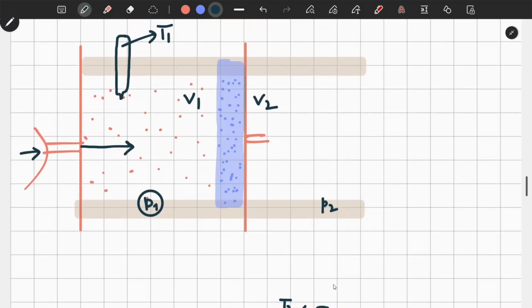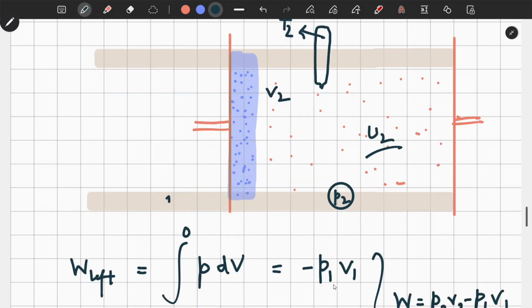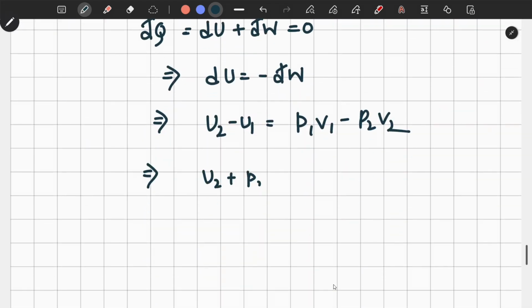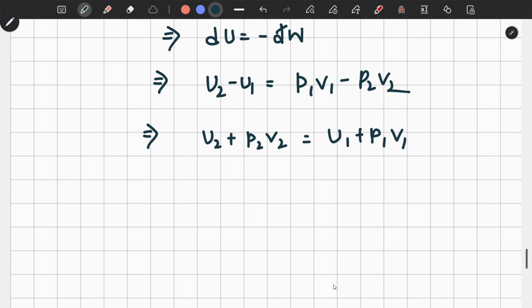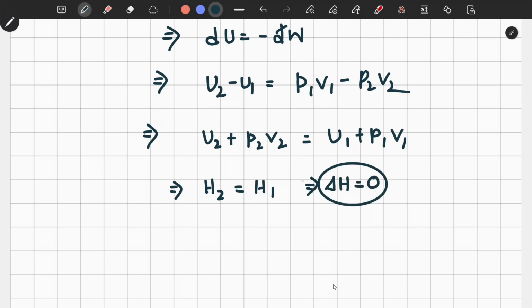Here, what is the total internal energy? That will be U1, because that will come from this compartment only, and this is U2. So what you can write? H2 equals H1. So this is an isoenthalpic process. In this way, using this amount of experimental brilliancy, he formulated a process which is isoenthalpic. That's the important thing. It is not a constant temperature process, it's not a constant pressure process, but it's an isoenthalpic process.